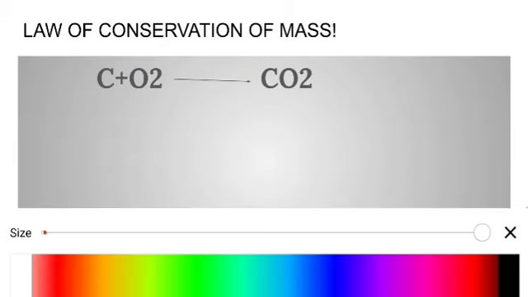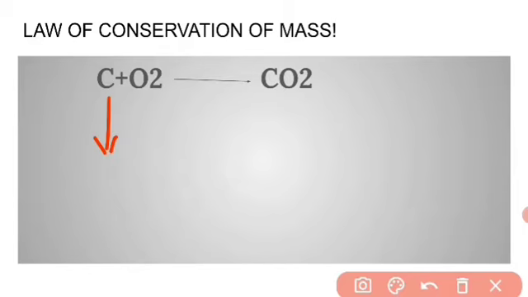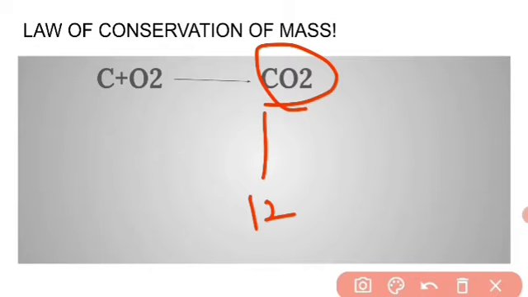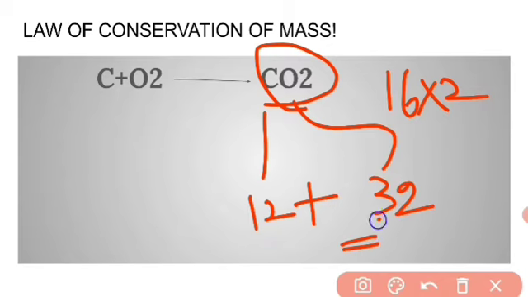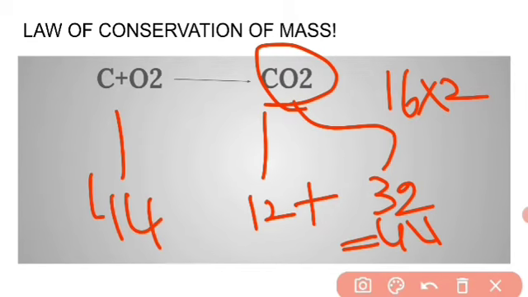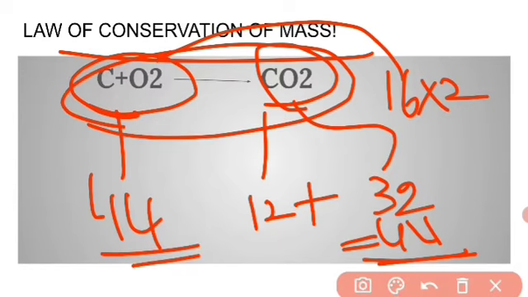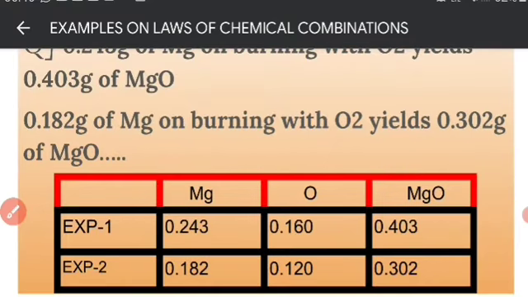C is given to you, as we already know, the atomic mass is 12. Oxygen is 16, but here it is O2, so we will write 16 into 2, which is 32. Again, if you solve here, C is 12 plus oxygen 16 into 2, 32, that is 44. Here also you will get the answer as 44. So the law of conservation of mass states that the sum of mass of reactants is always equal to the sum of mass of products. Only then the equation will be correct. Now let us go with the next one.